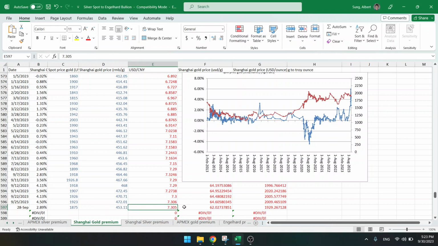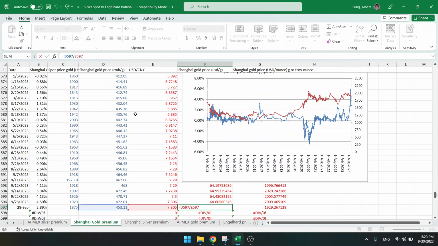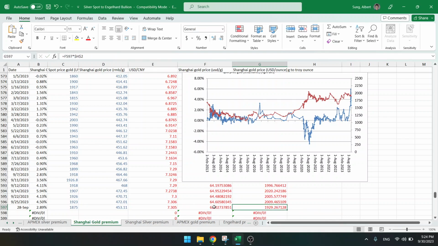How do I get there? Well, first, this 453 is actually the price of gold in Chinese yuan per gram. So you need to convert it to US dollars first by performing this calculation. You take this number and you divide it by 7.3, and then you get the US dollar price per gram. Then you need to convert it into ounces.